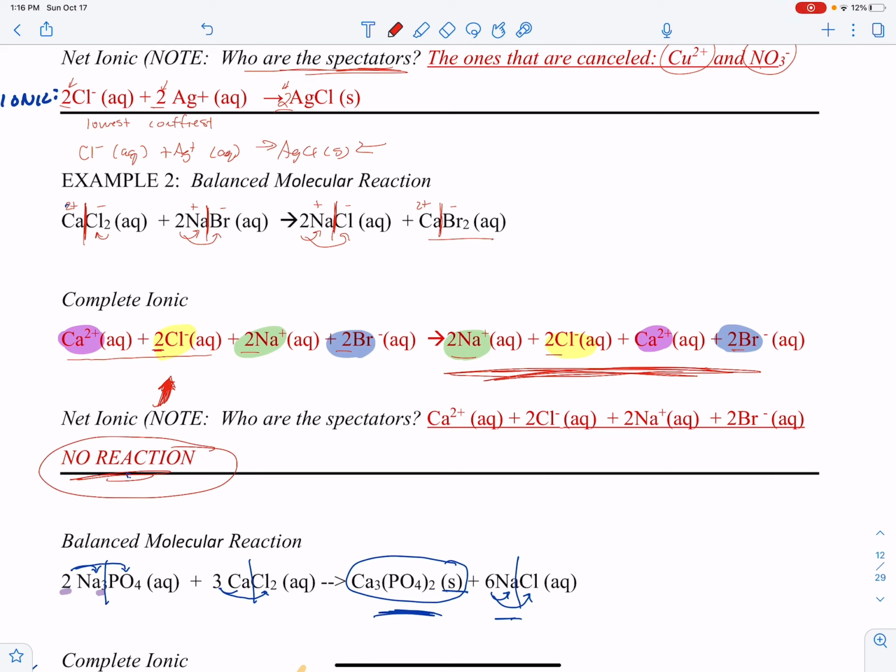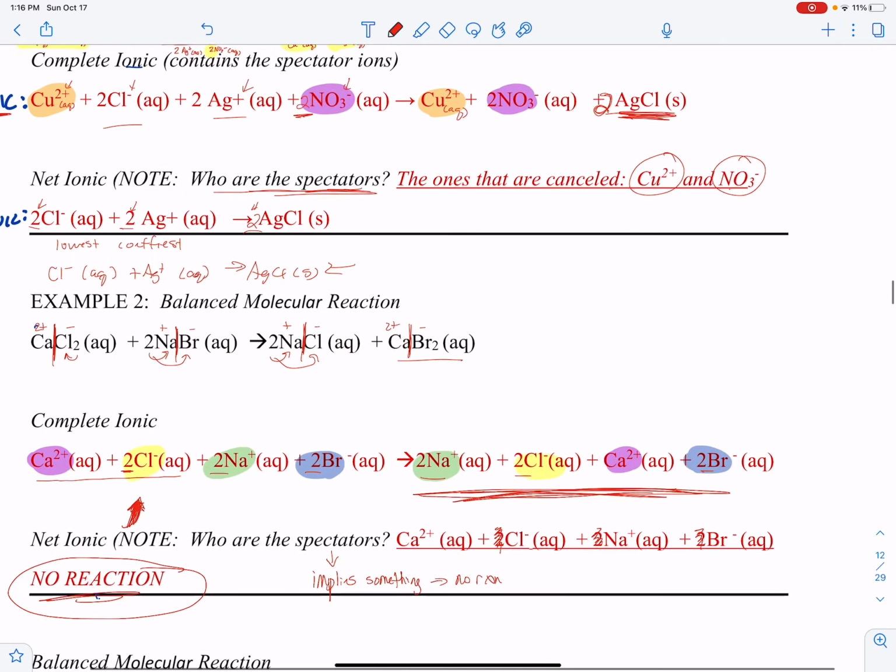And if you want to know who the spectators are, again, you don't need to put the 2's in front. You're just asking who are they. Everything is a spectator. In a sense, the word spectator implies that something actually happened, that they're watching something. So some people might argue that there were no spectators because there was no reaction.